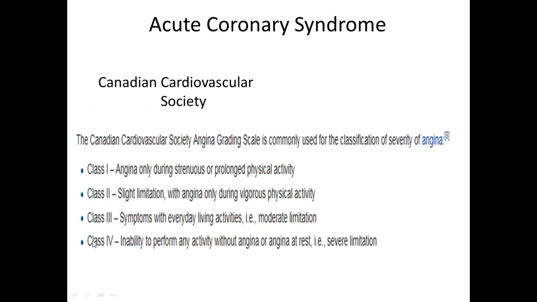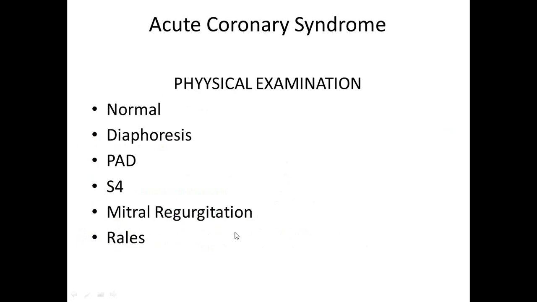And then class 4 angina, inability to perform any activity without angina, or if you have angina at rest, or if you have severe limitation. So class 1 through 4, 1 is the least angina discomfort, and then 4 is the most severe. All right, so physical examination, you're not going to get a whole lot from your physical examination. You still have to do it because if you get stuff, then it's huge. Okay, the physical examination may be completely normal.